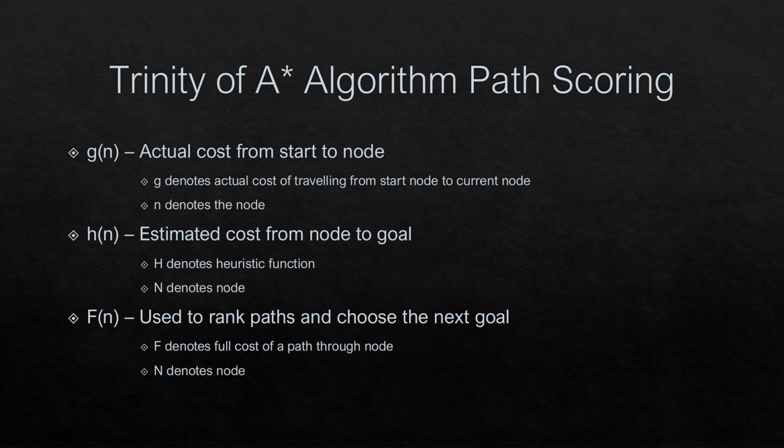H(n) is the estimated cost from the current node to the goal. H denotes the heuristic function and n denotes the node. And then we have F. It is used to rank paths and choose the next node. F denotes the full cost of a path through a node, and n denotes the node.